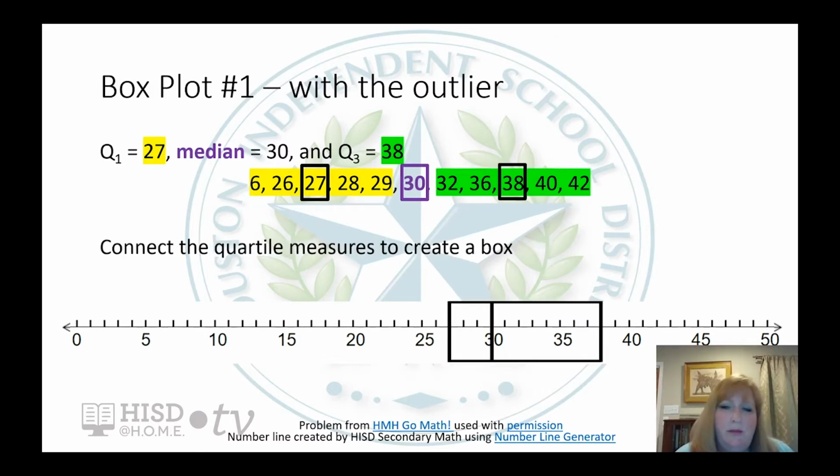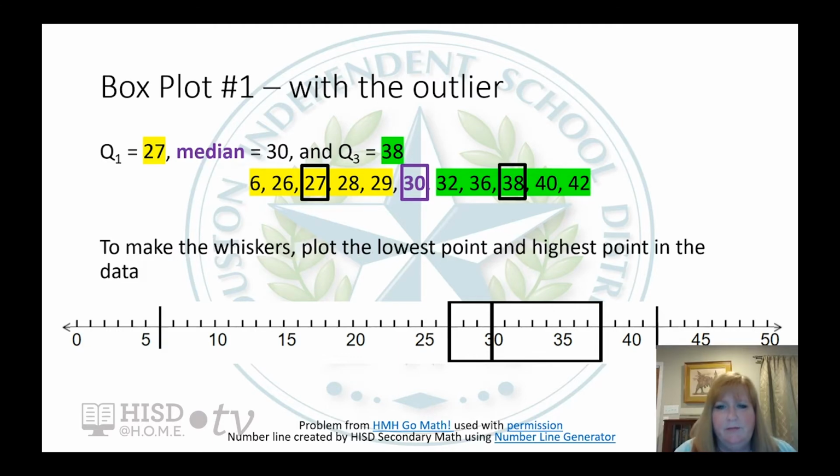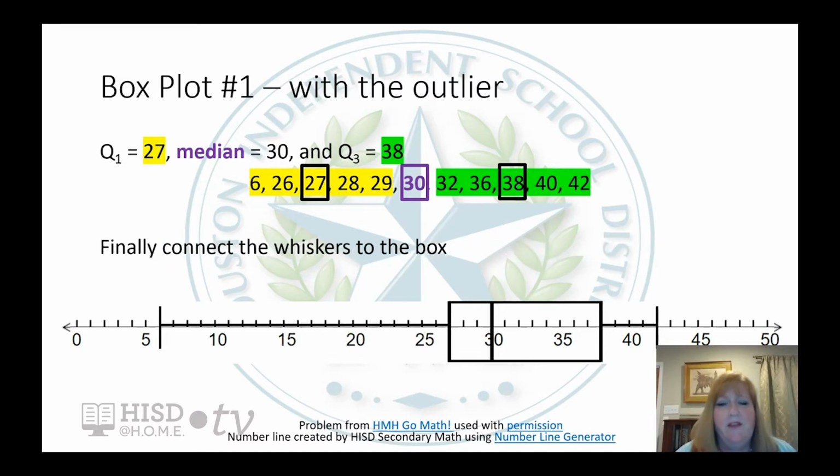I connect the quartile measures to create a box. Remember, this is called a box plot or a box and whisker graph. So we make our box and we put out our whiskers. We find where our whiskers extend by taking the very lowest point, which is 6, and the very highest point, which is 42, and I place line segments at those points on the graph, at the 6 and at the 42. And then finally, I connect with whiskers to the box. So this is our box plot for the data that includes the outlier, the 6.